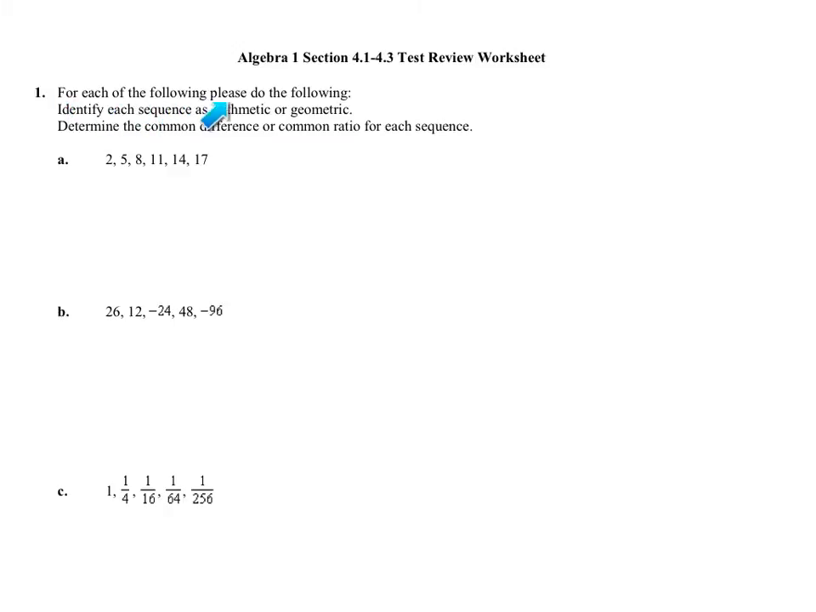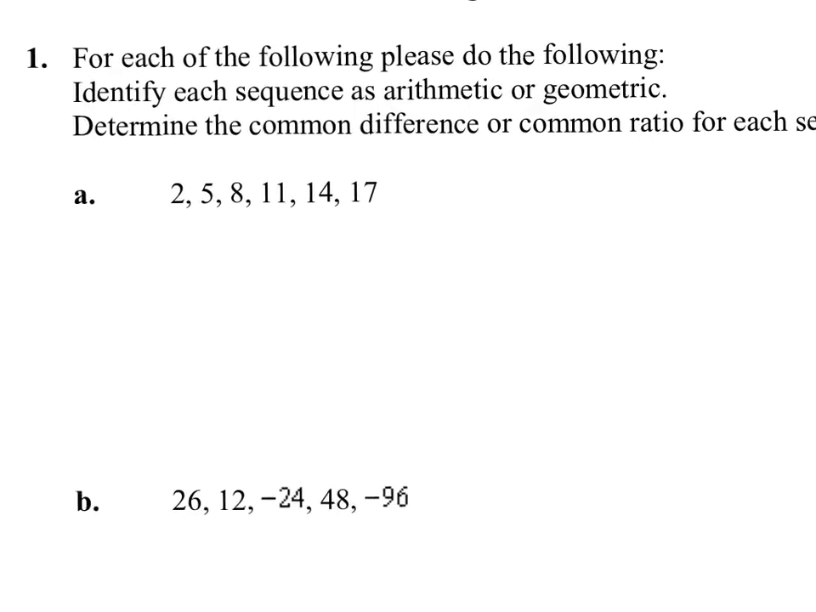For each of the following, please do the following. Identify each sequence as arithmetic or geometric, and then determine the common difference or common ratio for each sequence. Remember, common difference goes with arithmetic and common ratio goes with geometric. All right, so let's go ahead and get started on the first one.